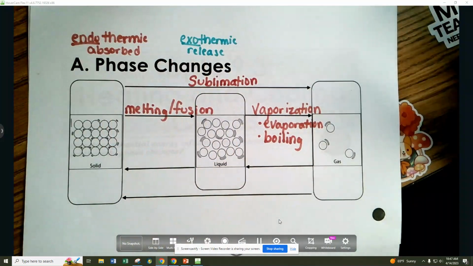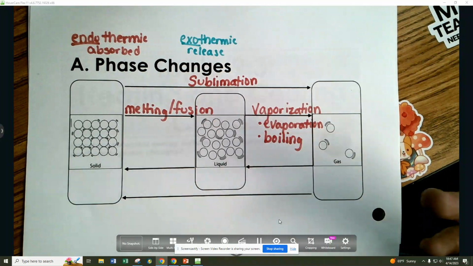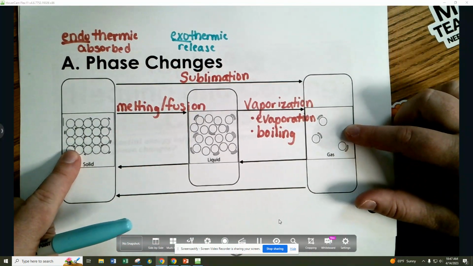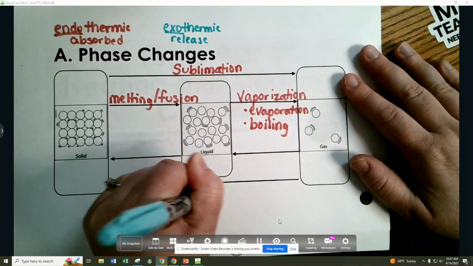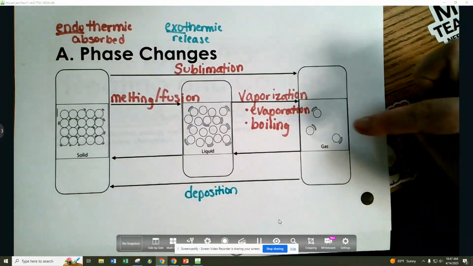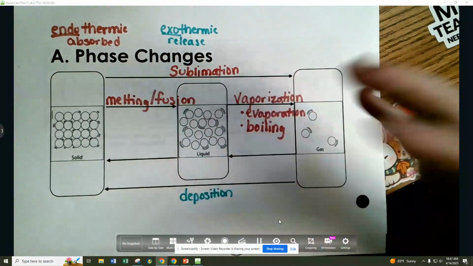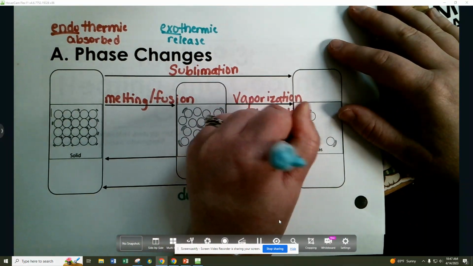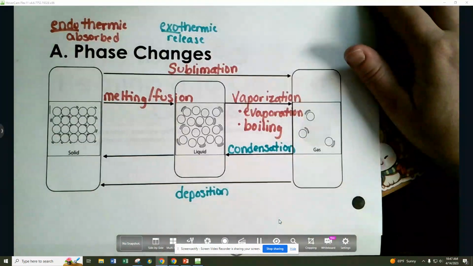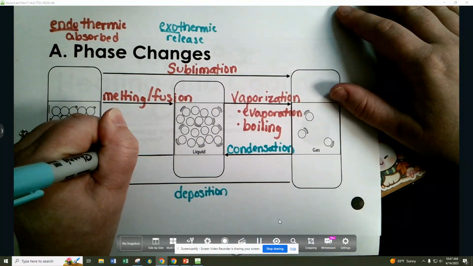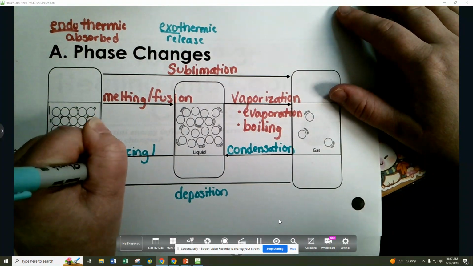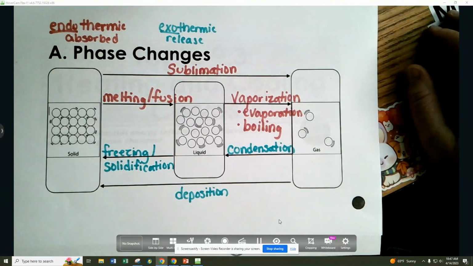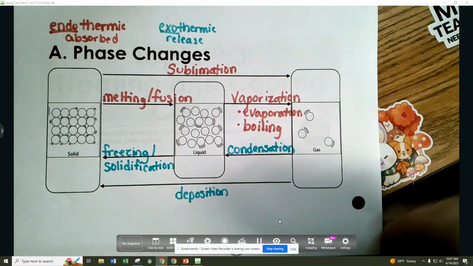Going in the opposite direction, we're now going to start releasing energy. Things are going to move slower, and the particles therefore get closer together. So when a gas loses as much energy as possible and becomes a solid, the inverse or opposite of sublimation is deposition. As we take a gas and change it to a liquid, again, there's a loss of energy. Particles move closer together. This is called condensation. Here, a liquid losing energy to become the solid state, that is freezing, also sometimes referred to as solidification. Okay? That's going to help us when we look at an actual heating curve and cooling curve.